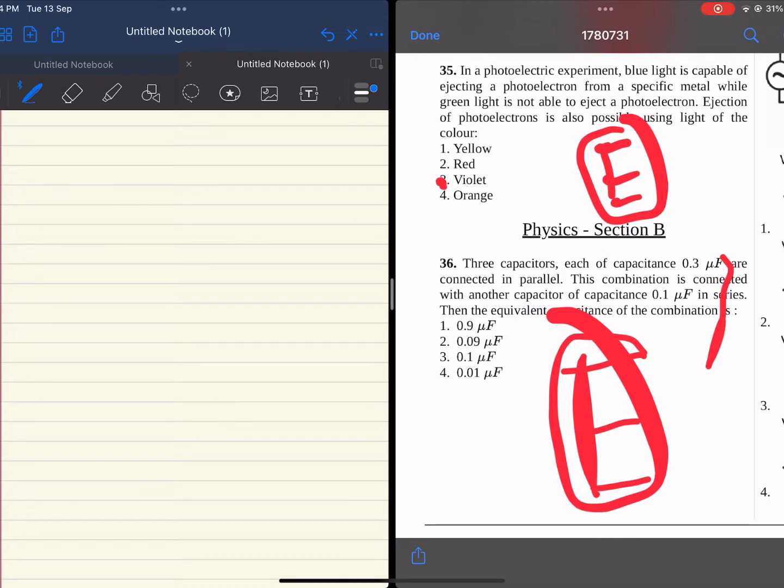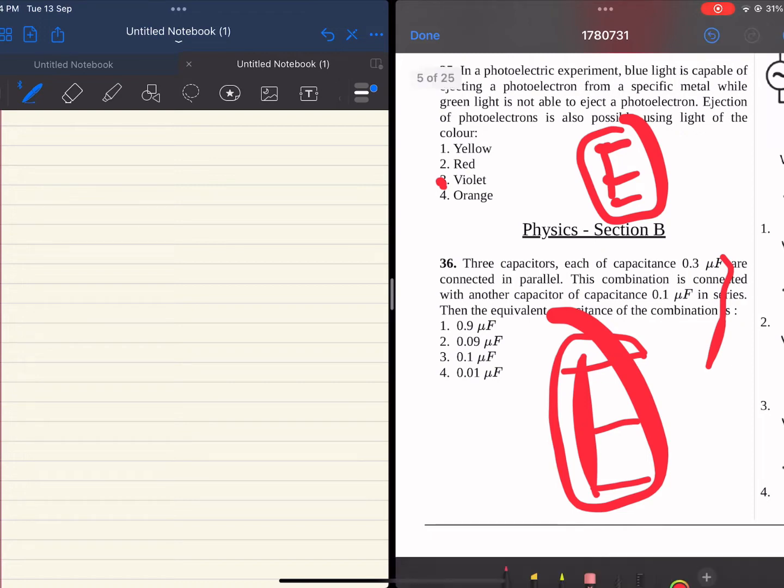Since three capacitors are in parallel, we know for parallel combinations the capacitance gets added, like resistors in series. So the equivalent capacitance of the three capacitors in parallel will be 0.9 microfarad, in series with another 0.1 microfarad, which is just like resistors in parallel, that is C1 C2 by C1 plus C2, that is 0.9 into 0.1 by 0.9 plus 0.1, which comes out to be 0.09 microfarad. So the answer for the 36th question is option number 2.